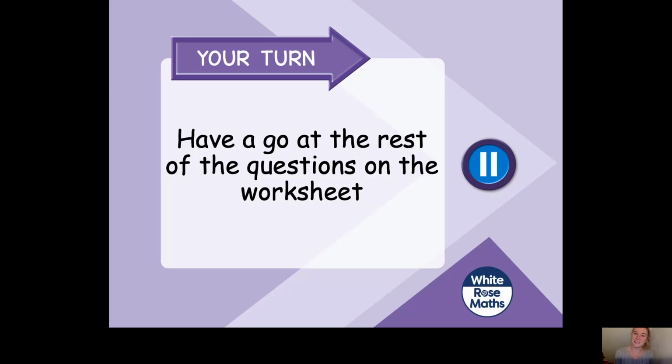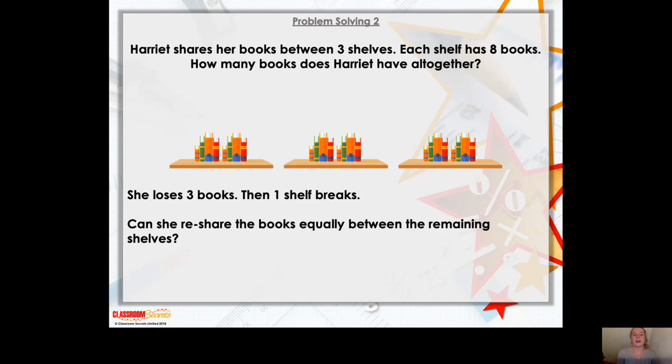Okay, Year 2, so let's get on with some problem solving. Here we've got our question. Harriet shares her books between 3 shelves. Each shelf has 8 books. How many books does Harriet have altogether? Now for this, we need to find the total amount of books. So therefore, we need to write a multiplication number sentence or an addition number sentence, okay? Because we know there are 3 shelves and there are 8 books on each shelf.